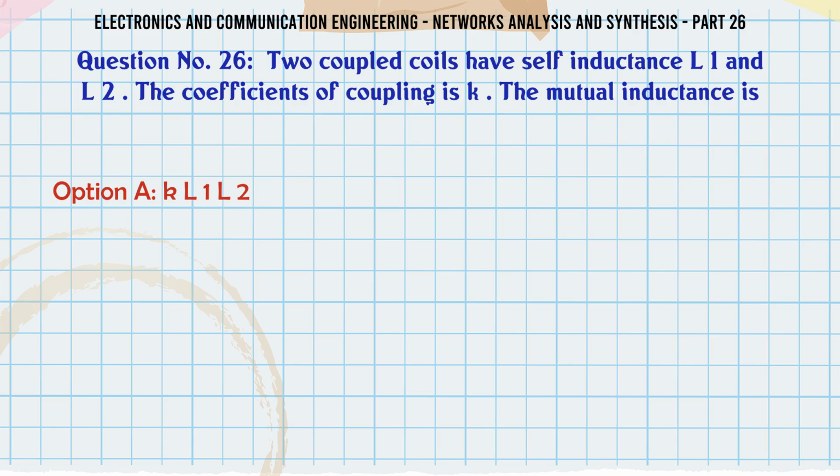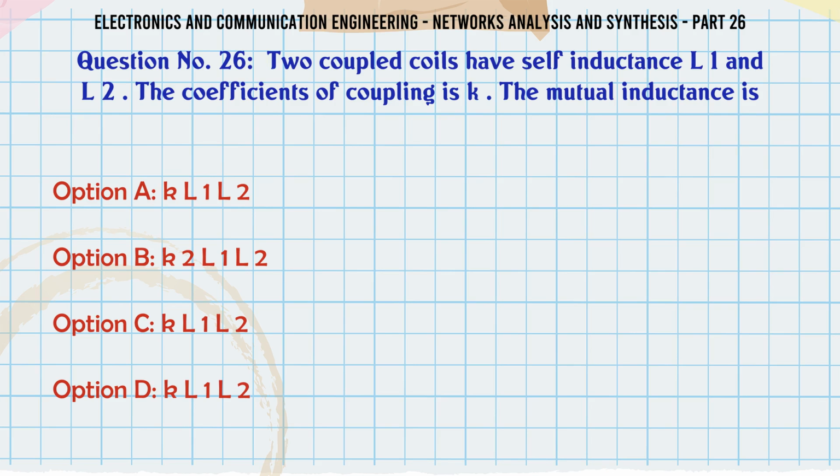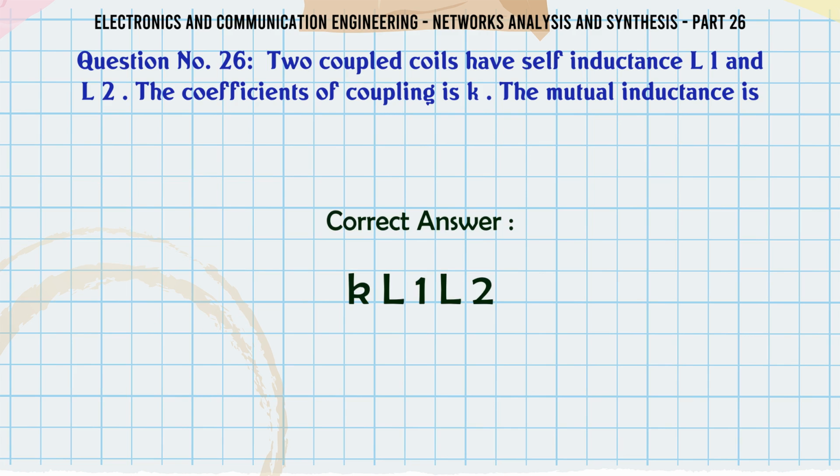Two coupled coils have self-inductance L1 and L2. The coefficient of coupling is K. The mutual inductance is A. K L1 L2, B. K² L1 L2, C. K √(L1 L2), D. K/(L1 L2). The correct answer is K √(L1 L2).